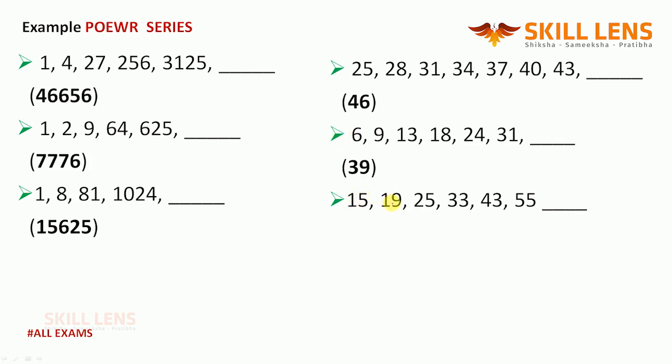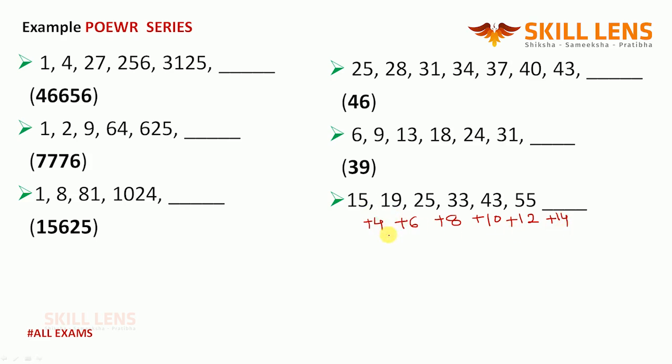15, 19. So the differences are very small. Check the differences. 15, 19. What is the difference here? Can I say the difference is going to be plus 4? Yes. 15 plus 4 only 19. What is the difference here? Plus 6. What is the difference here? Plus 8. What is the difference here? Plus 10. What is the difference here? Plus 12. So the next difference has to be plus 14.